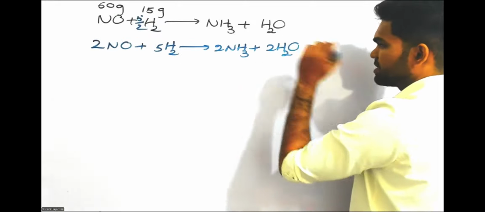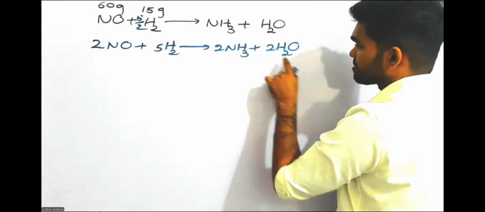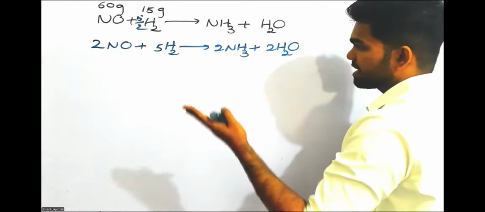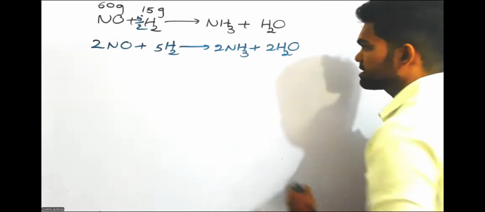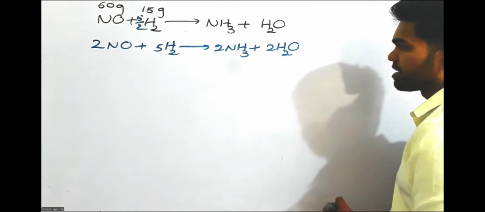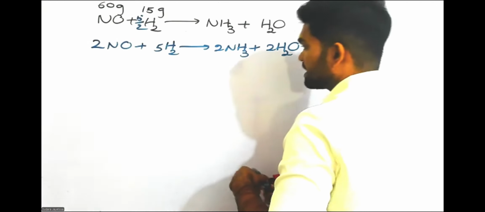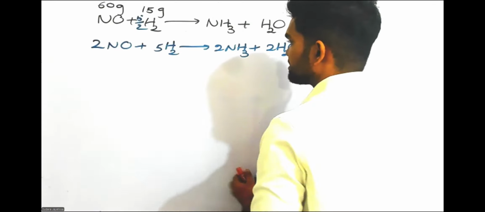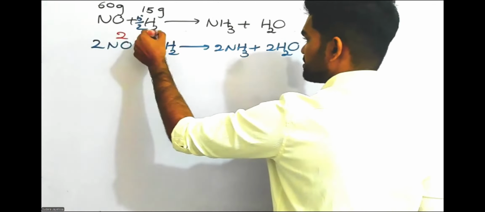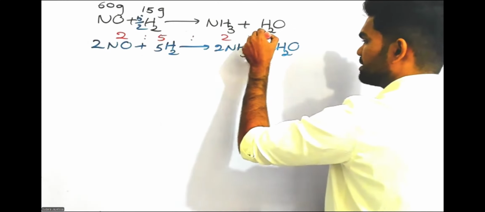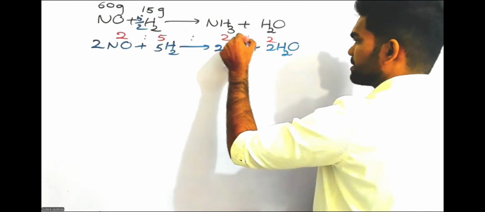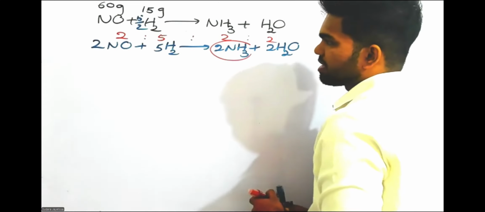Okay, you can see the hydrogen. Now it is 10, and on the other side also 10. 2 nitrogen, 2 oxygen. So it's balanced. So this ratio is important for us, how they react: 2, 5, 2 and 2. They're asking about this ammonia. Okay, so remember to look at this.